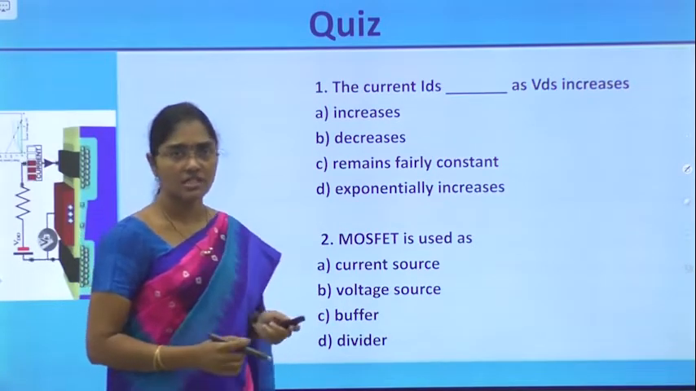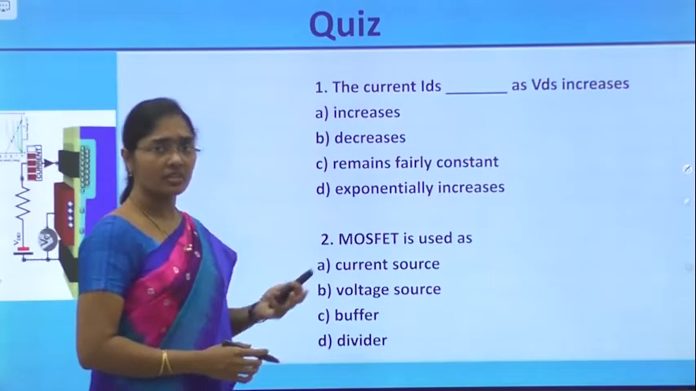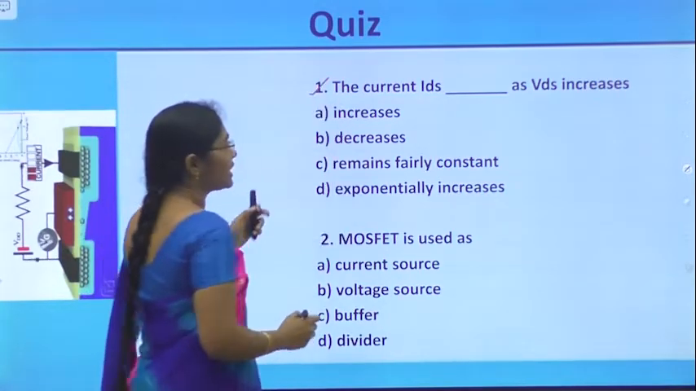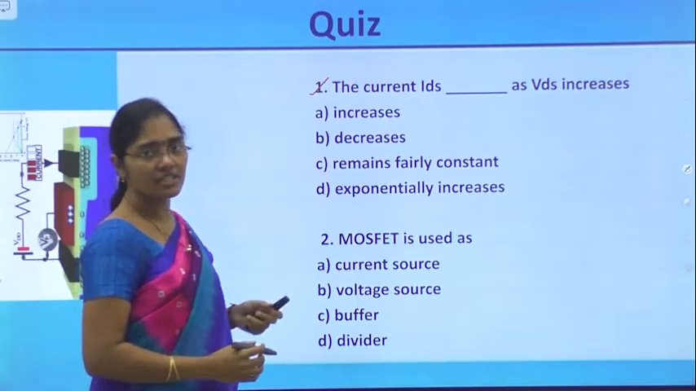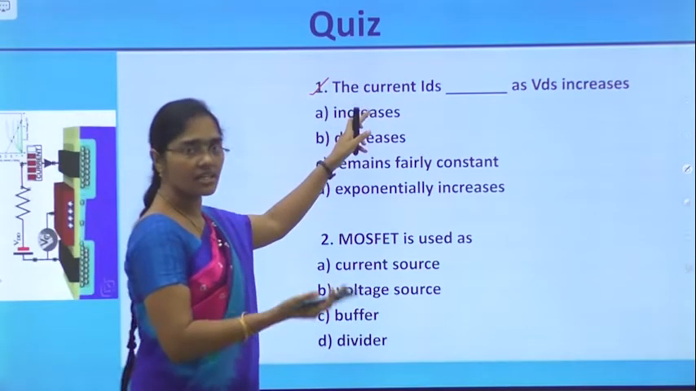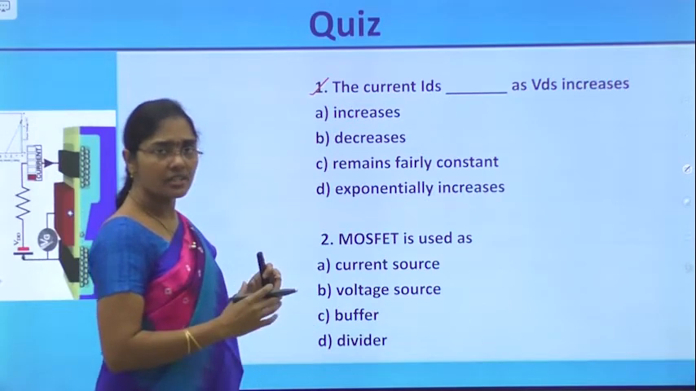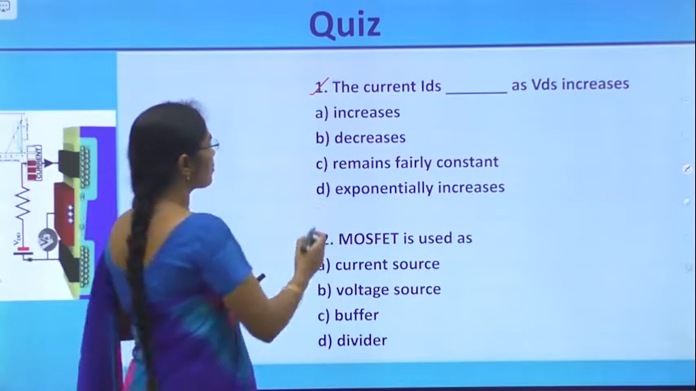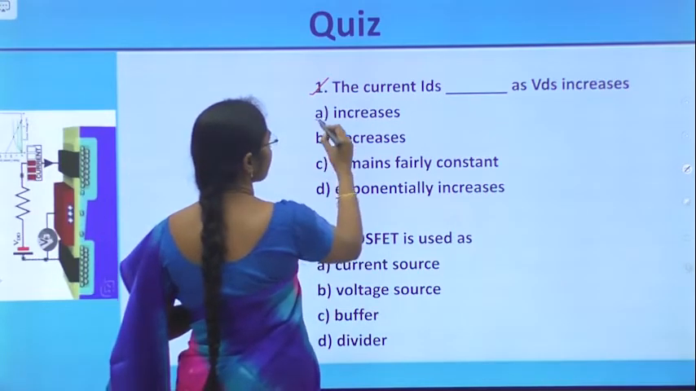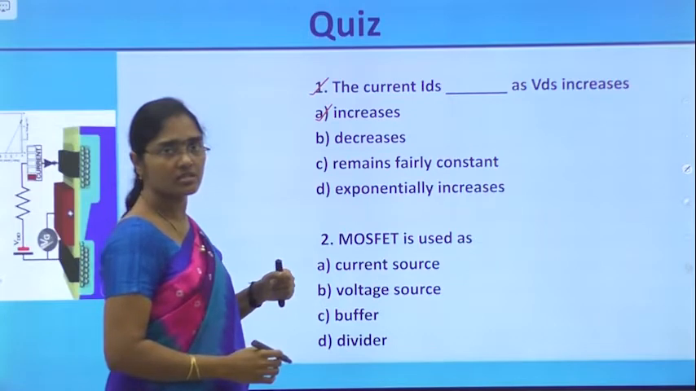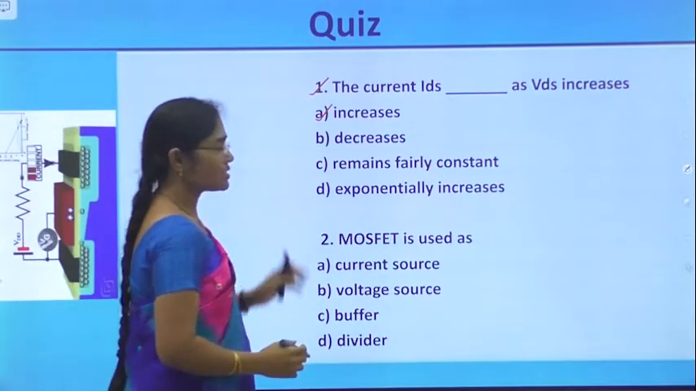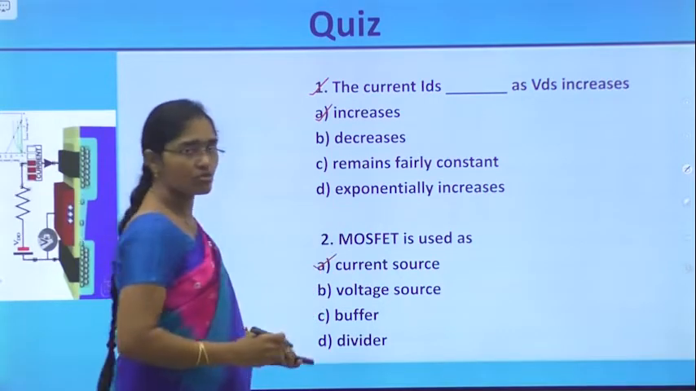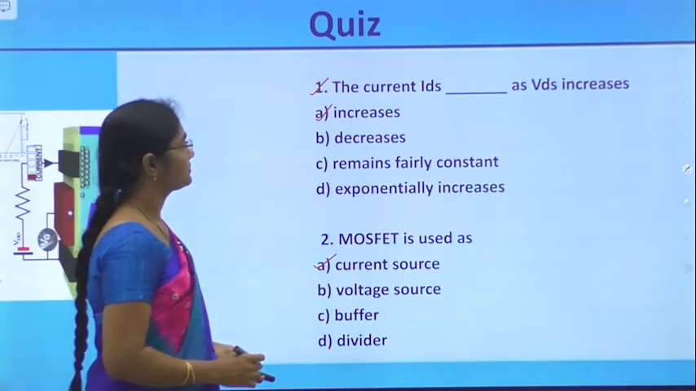Just check this quiz to get clarity of understanding. First, as VDS increases, what will happen to the current IDS? Does IDS increase or decrease? We said already that in the non-saturation region the current is increasing, so it increases with respect to VDS. And in the saturation region, the MOSFET is used as a constant current source.